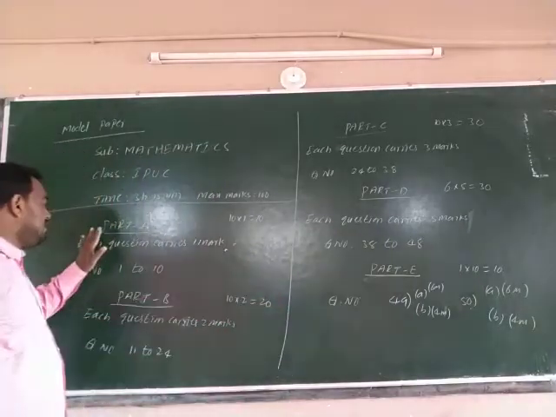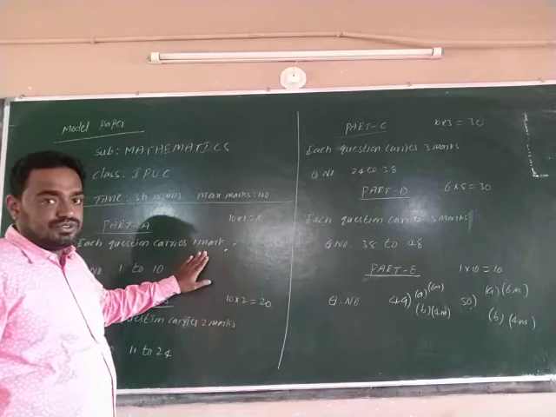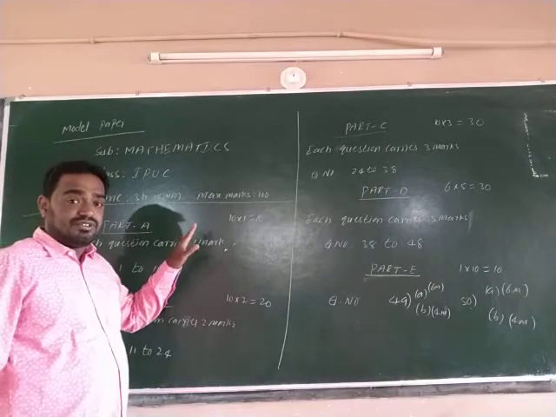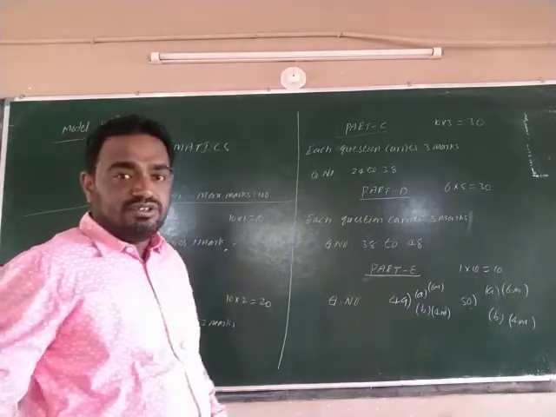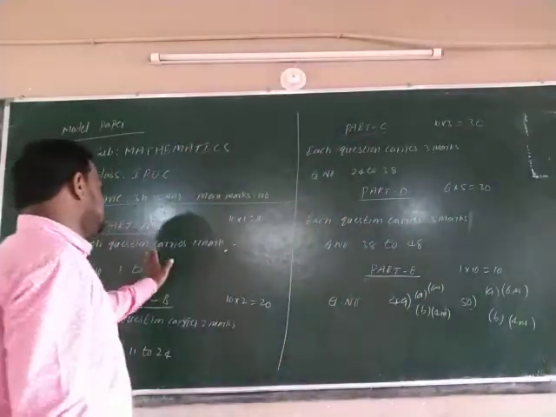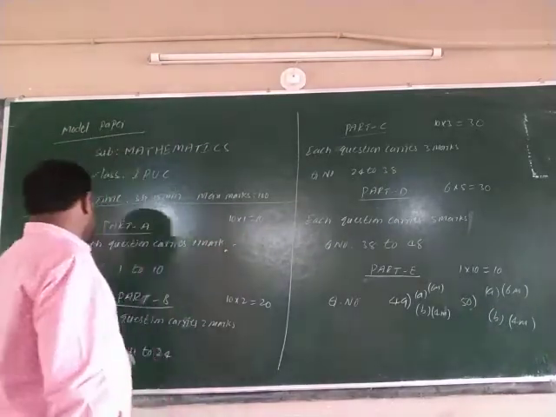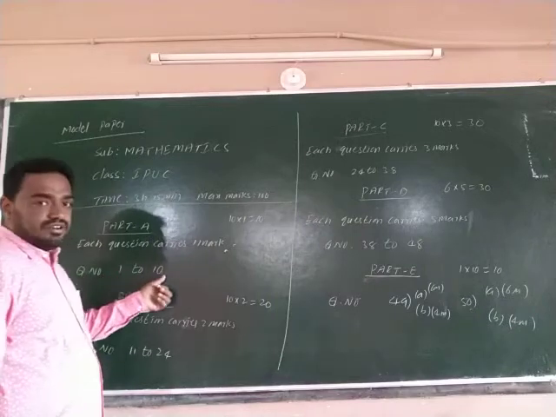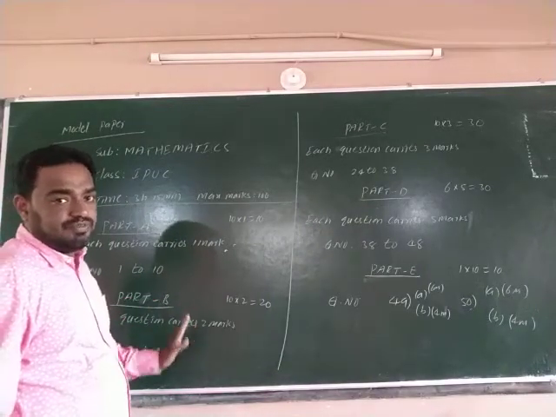Now in part A, each question carries 1 mark. So 10 questions are given without choice. We need to solve all of them. Total 10 questions, 10 into 1, 10 marks. So question number 1 to 10, they are giving 10 questions. All the questions we need to solve.